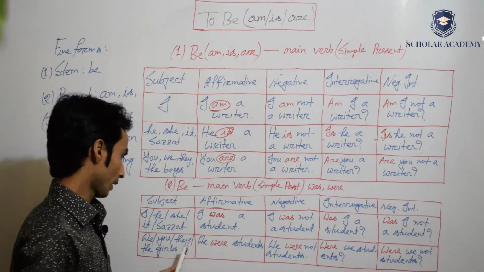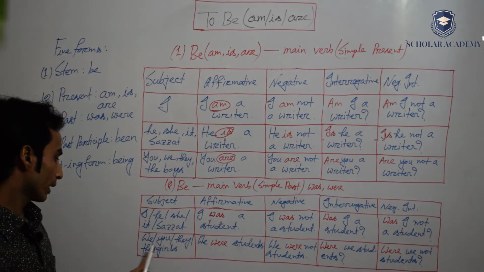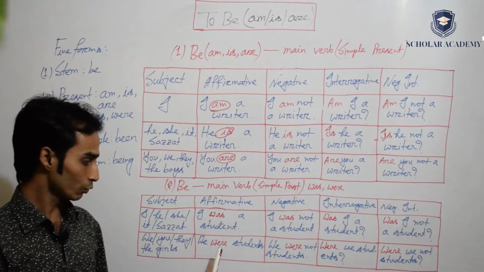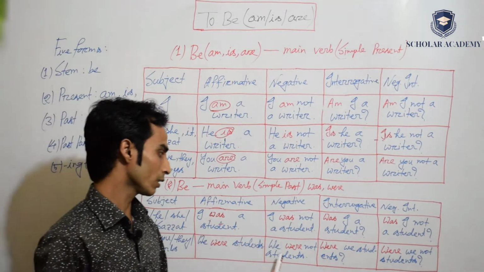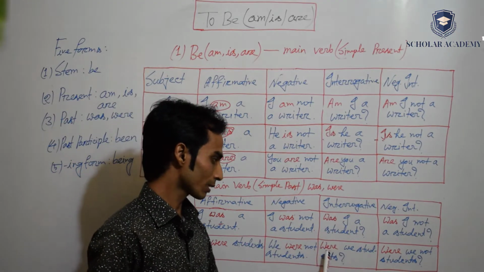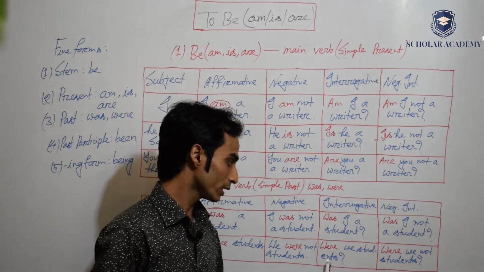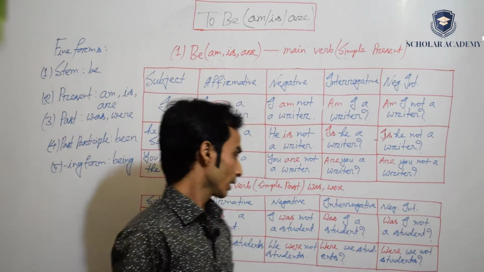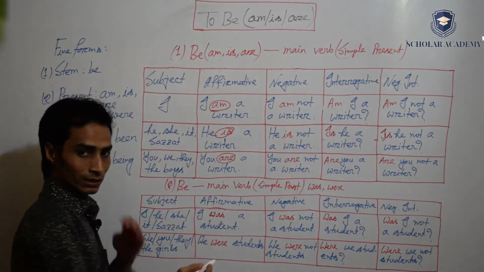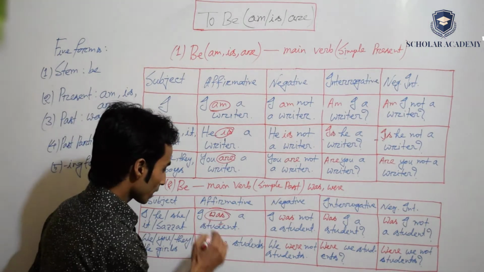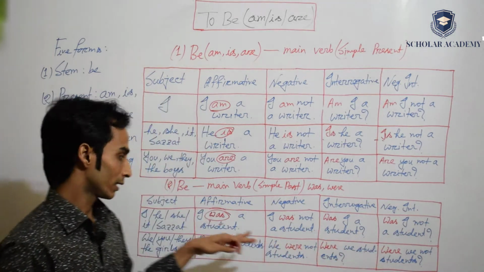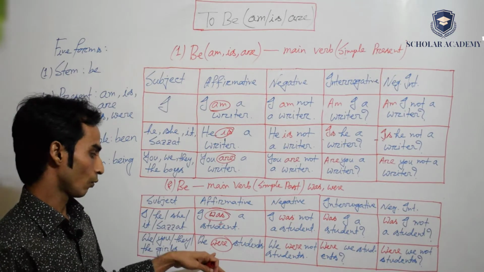And if the subject is we, you, they, the girls, the affirmative sentence will be we were students, the negative sentence will be we were not students, the interrogative sentence will be were we students, and the negative interrogative sentence will be were we not students. In these sentences the only verb is was and were, because there is no other verb in these sentences. That's why the main verb is was and were.